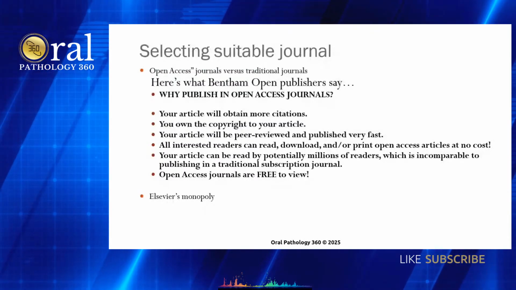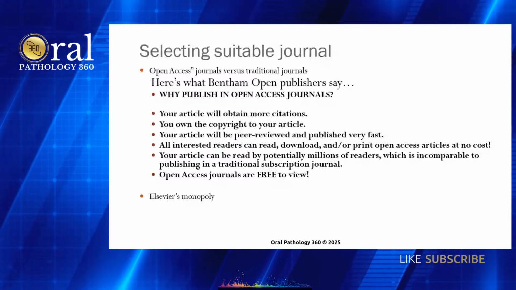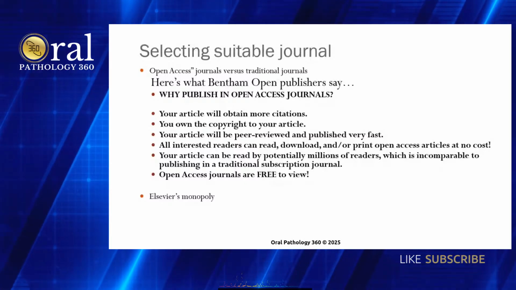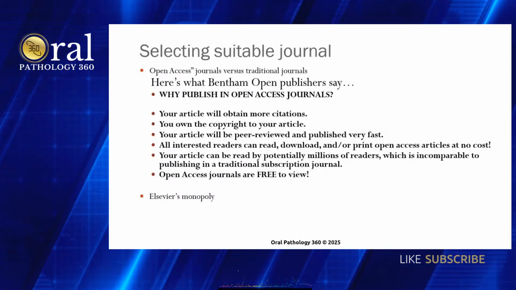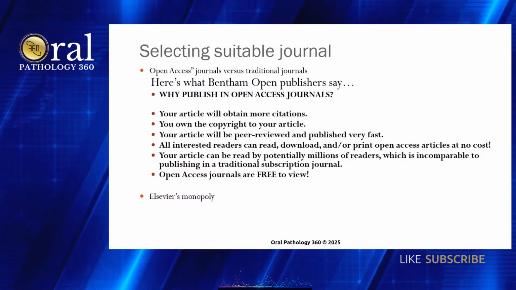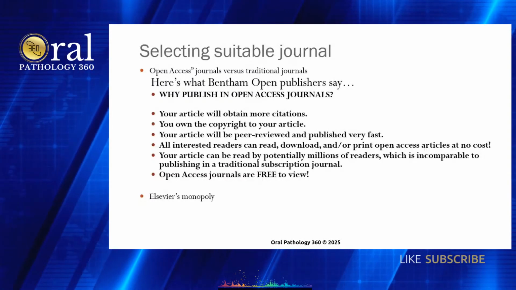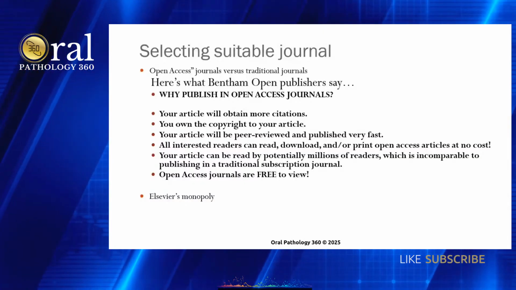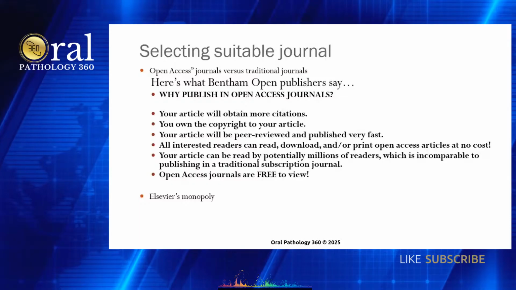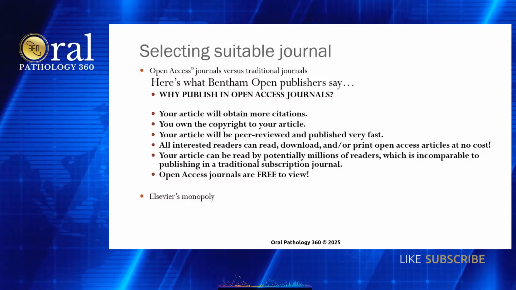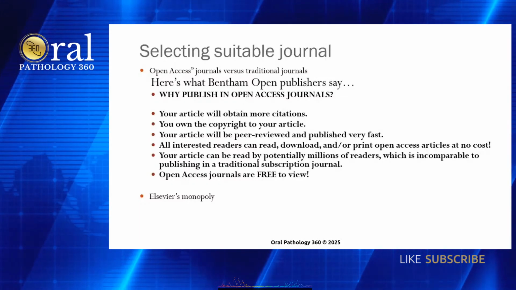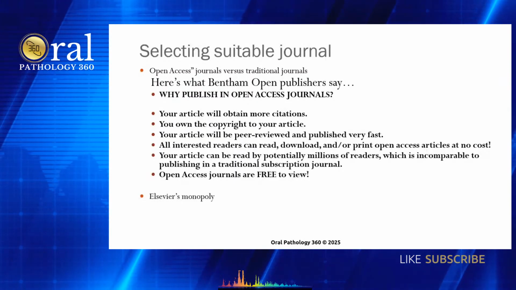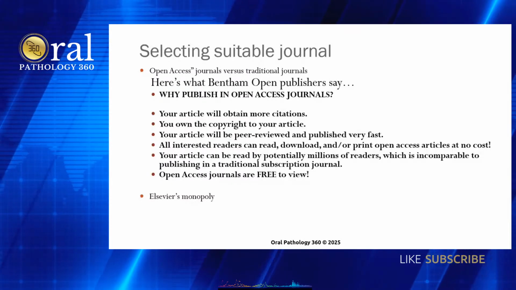Your article can be read by potentially millions of readers, which is incomparable to publishing in a traditional subscription journal, because the readership will be restricted. Open access journals are free to view, and you know that there is a monopoly by Elsevier, because 70% of all the medical dental journals are published by Elsevier, so they have the monopoly. Scopus belongs to them, so they have a monopoly over the publication business.